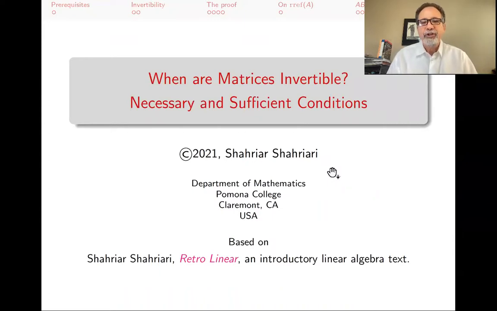Hello, my name is Shahriari, and this is a lecture in a series of lectures on introductory linear algebra based on my book, Retrolinear. The subject of this lecture is invertibility of matrices, where we talk about four necessary and sufficient conditions for a matrix to be invertible. It's what I call the Short-Long Theorem.